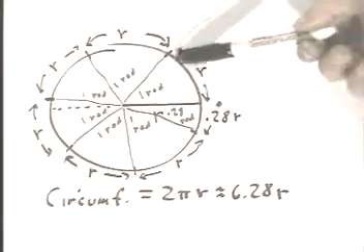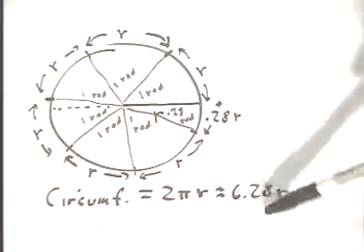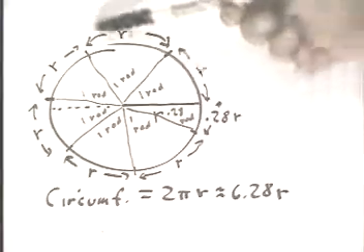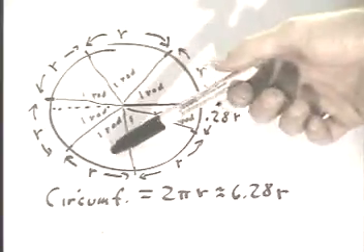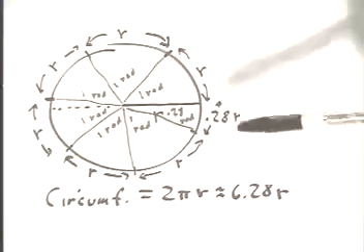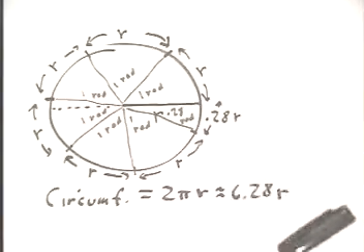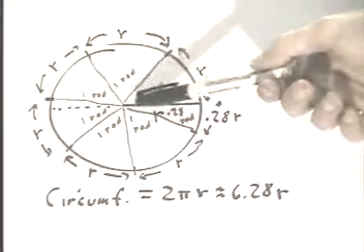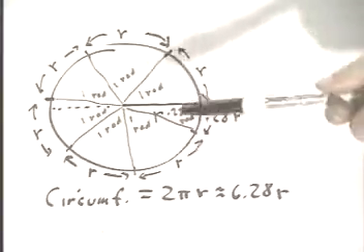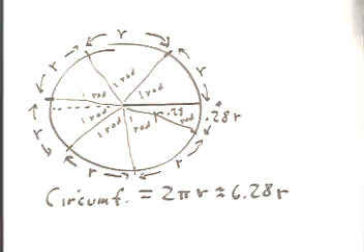That means that we can fit 6.28 r's around the circle, approximately. Exactly 2 pi r's will fit around the circle. That means that we're going to be able to fit 2 pi 1 radian angles around the circle, approximately 6.28, but exactly 2 pi r's are going to fit around the circle. The angle from here around to here then is going to be 2 pi radians, and this is how we measure that.